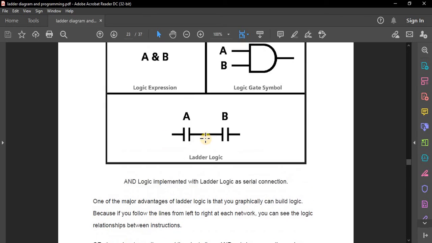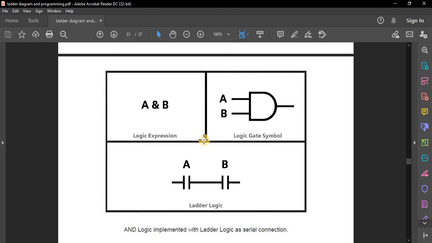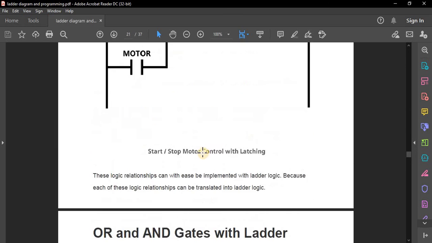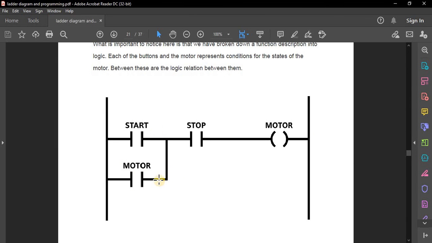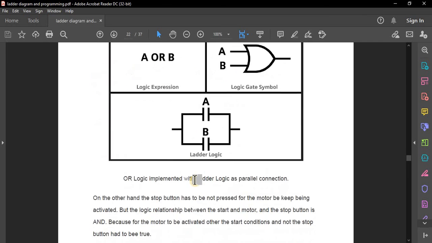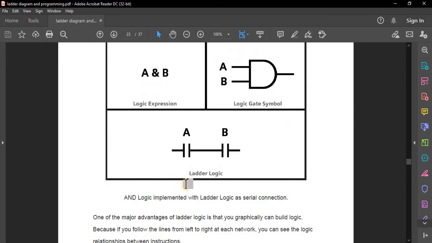One of the major advantages of ladder logic is that you can graphically build any logic, because if you follow these lines from left to right at each network, you can see the logic relationship between the instructions. Looking at this, you can see an OR logic relationship from left to right, then AND, then NOT. You can easily understand the graphical representation by using this ladder diagram.